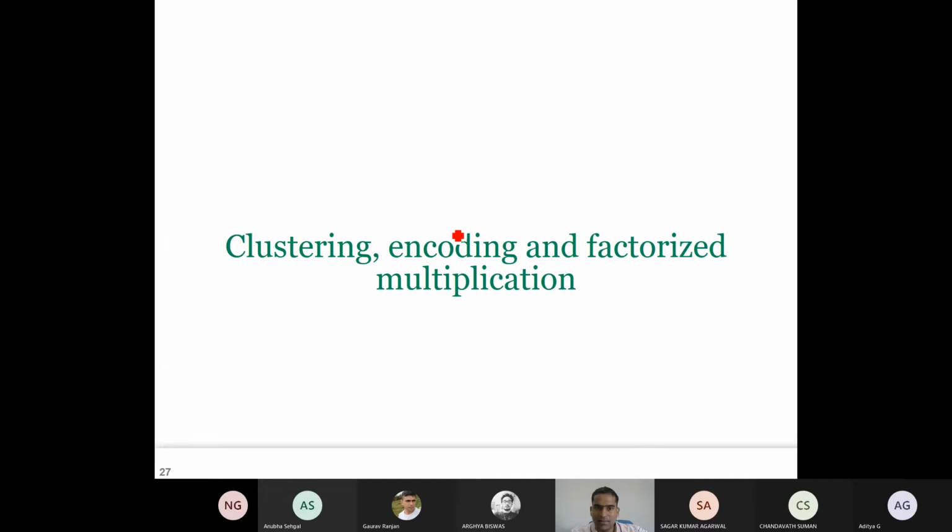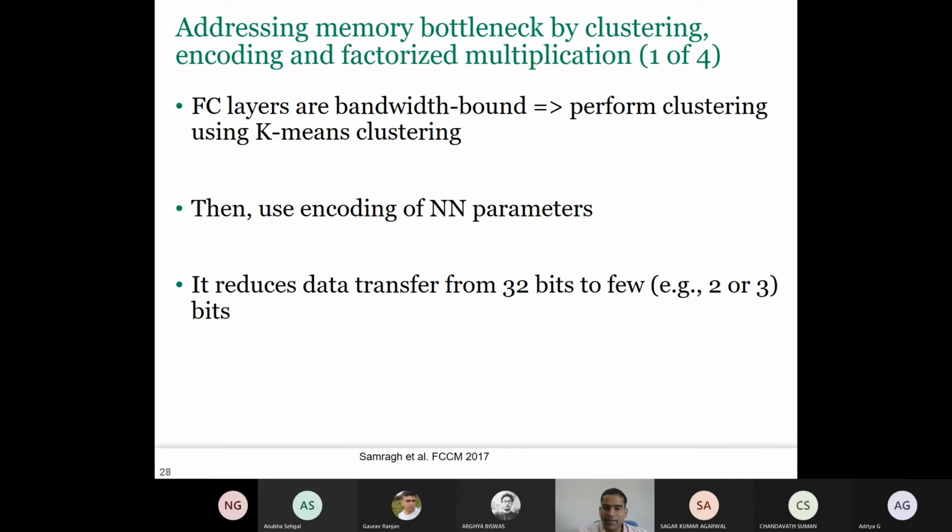Now we'll discuss clustering, encoding, and factorized multiplication from this author. The whole point is, as we know, FC layers, fully connected layers, have a lot of weights. So in accessing those weights, these layers become bandwidth bound. So we want to reduce the memory bottleneck. That means we want to reduce the memory accesses. So how do we do that?